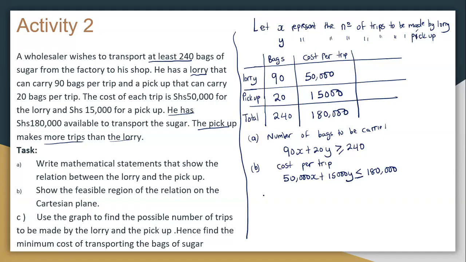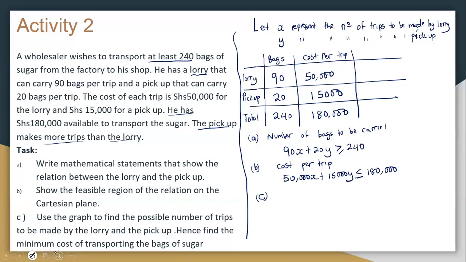Then we go to the next inequality. The next one is from here: the pickup makes more trips than the lorry. Can you write for me that inequality in the chat? What do you think? The pickup makes more trips than the lorry. Can you write it and we see? I want to see which inequality you're going to write for more.